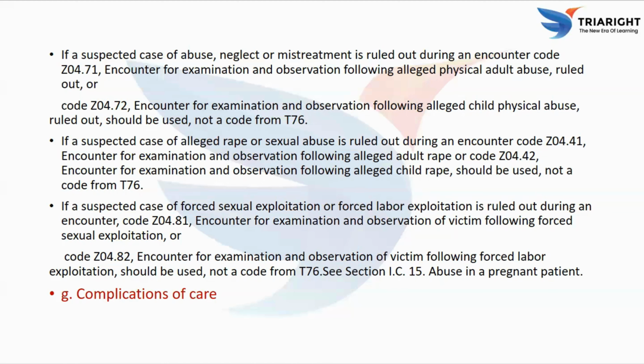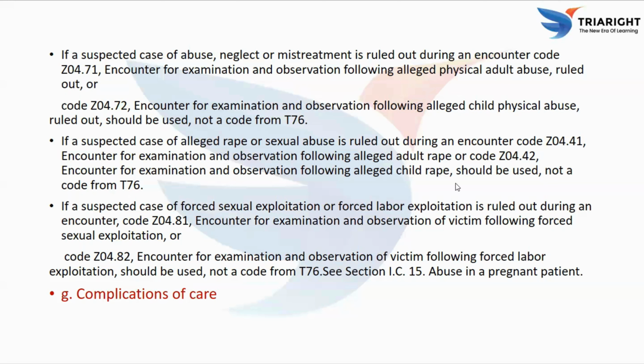For example, an adult is brought for a sexual assault exam. There is no evidence. So simply you can assign the code Z04.41. In the same way, for ruled out forced sexual or labor exploitation, in this case you have to assign code Z04.81 for sexual exploitation as well as Z04.82 for labor exploitation.